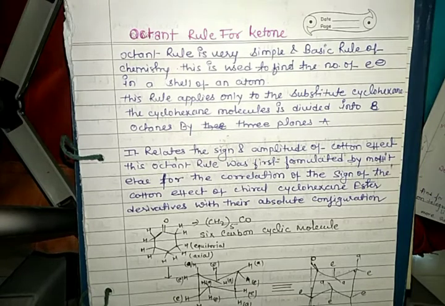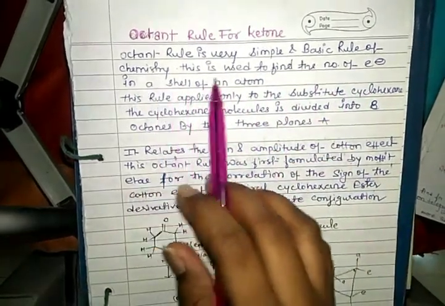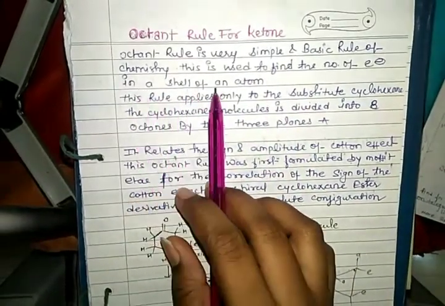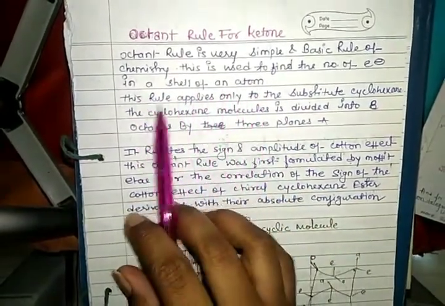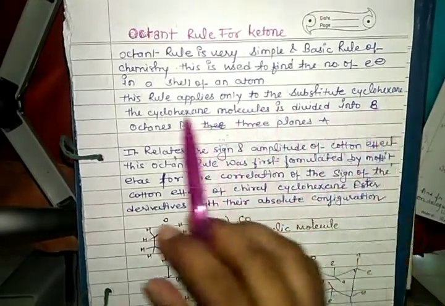So let us start our topic, octant rule for ketone. Octant rule is a very simple and basic rule of chemistry. This is used to find the number of electrons in a shell of an atom. This rule applies only to substituted cyclohexane.